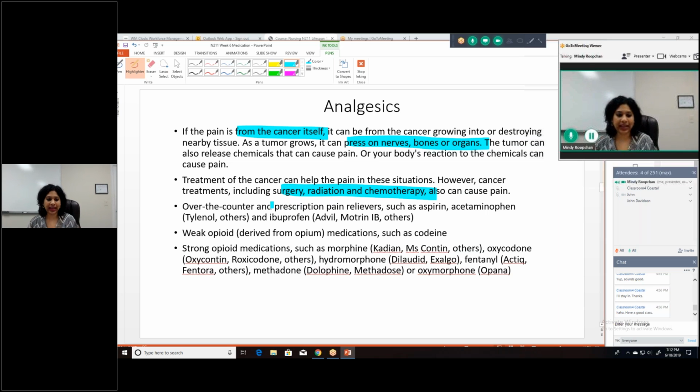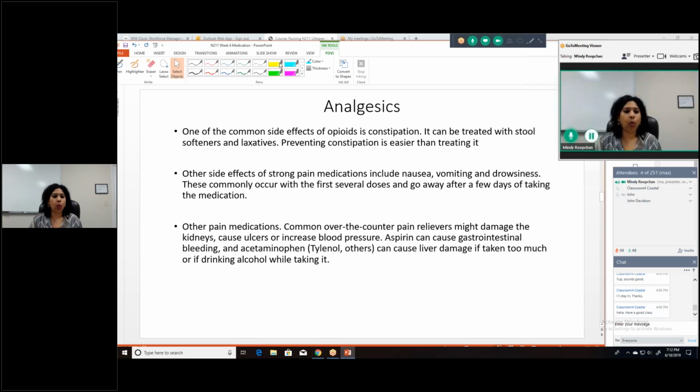So they could do over-the-counter medications, ibuprofen, acetaminophen. They can do weak opioids like codeine, even strong opioids, morphine, oxycodone, hydromorphone. So just depending on the level, based on the scale, what the patient says the pain is, and the WHO pain ladder, you give the medications accordingly. One of the most common side effects for opioids is constipation. We already know that. We always will make sure the doctor has prescribed stool softeners, maybe laxatives. It's very important to prevent it, then try to treat it.